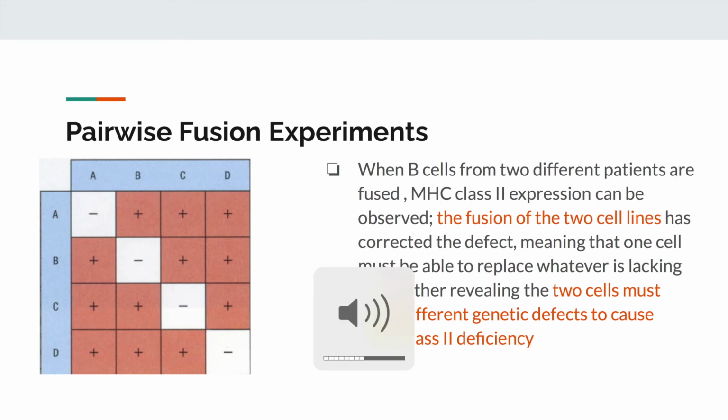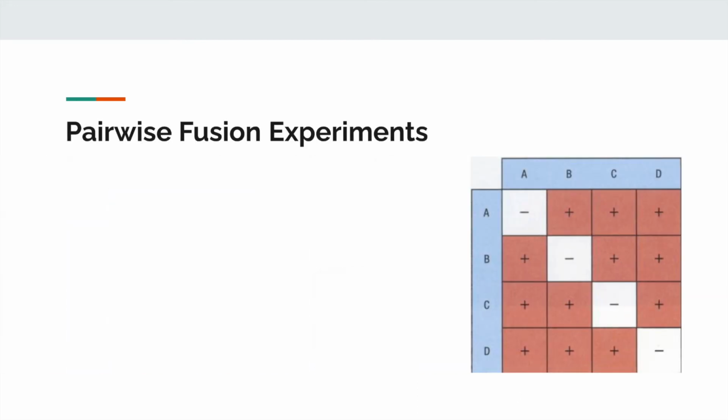In the figure that they provided in the study, which you see to the right, if the two cell lines do not correct each other, that's what the minuses represent, and they are in the same complementation group and have the same genetic defect. But if the defects were corrected, that's what the pluses represent, meaning the two cell lines belong to two different defects.